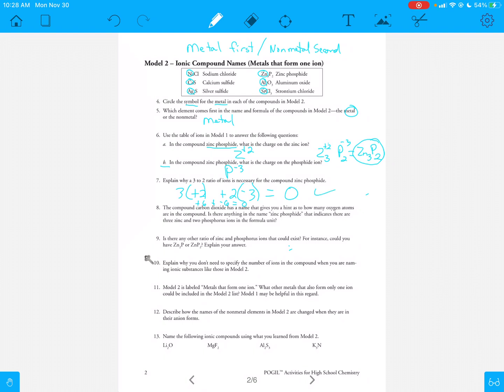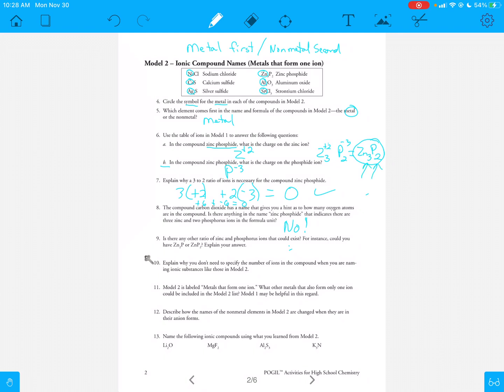All right, number 8, the compound carbon dioxide has a name that gives you a hint as to how many oxygen atoms are in the compound. Okay, is there anything in the name zinc phosphide that indicates that there are 3 zinc and 2 phosphorus? The answer is no, there's not. If it's dioxide, we know di means 2. But for zinc phosphide, it doesn't tell us that, does it? We just have to know what their charges are so that we know what the ratio is going to be up here at the top.